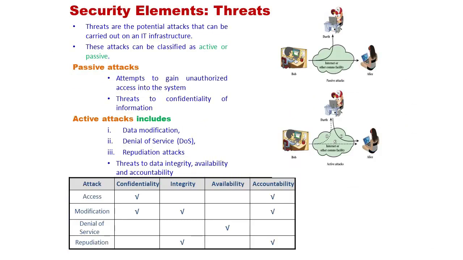Security elements: threats. Threats are the potential attacks that can be carried out on an IT infrastructure. These attacks can be classified as active or passive. Passive attacks are attacks to gain unauthorized access into the system, threats to confidentiality of the information. Active attacks include data modification, denial of service, and repudiation attacks, threats to data integrity, availability, and accountability, as given in a tabular structure where the parameters taken are access, modification, denial of service, and repudiation, which are considered for confidentiality, integrity, availability, and accountability.